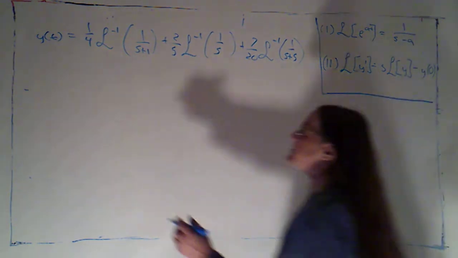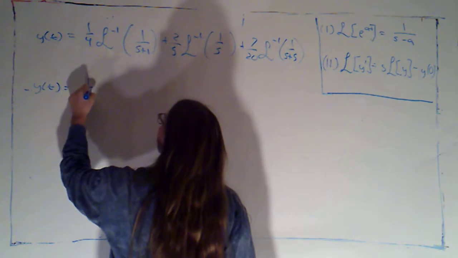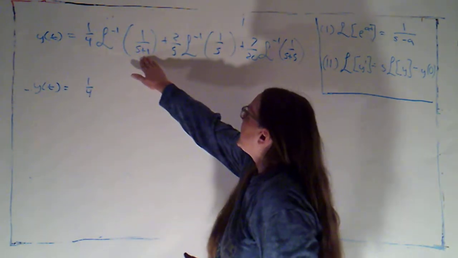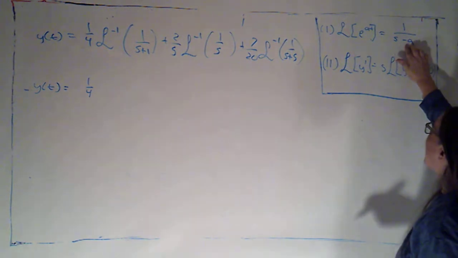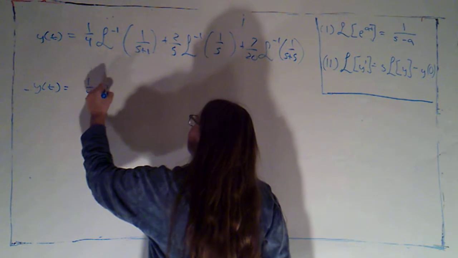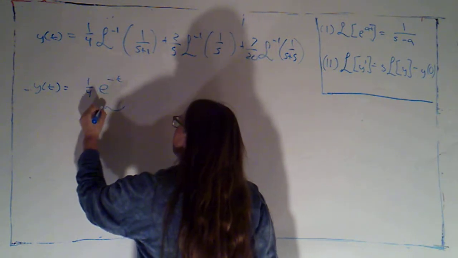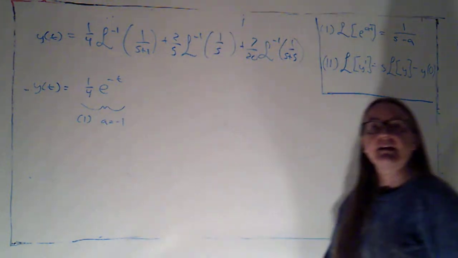Okay, so y of t is going to equal 1/4. This is 1 over s plus 1. S plus 1 would just be s minus a negative 1. So that's going to be e to the negative t. That was just formula 1, where a is equal to negative 1.